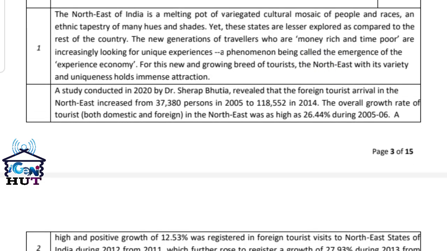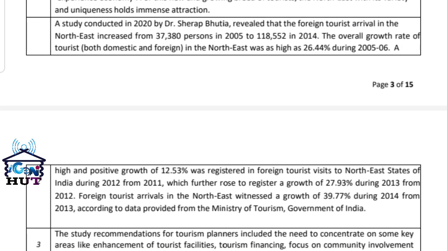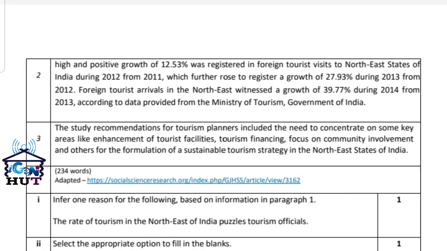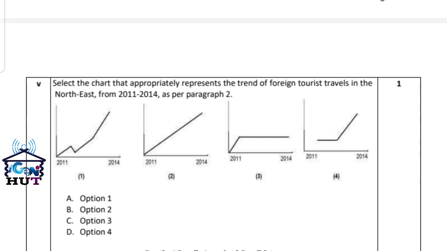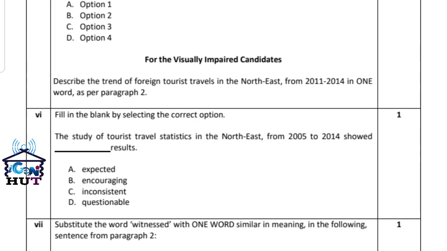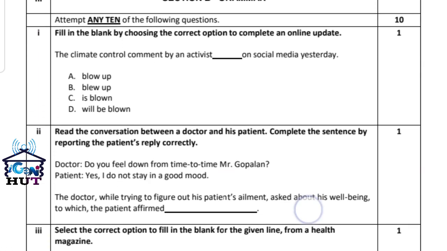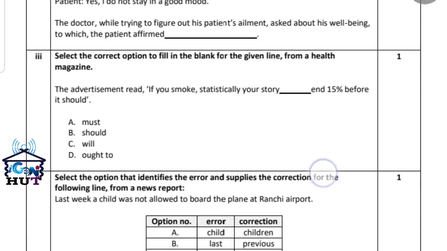The second passage, a case-based one, is pretty much the same. However, questions based on visual inputs, statistical data, or charts are basically covered in this particular passage. For visually impaired candidates, separate questions have been given. The biggest changes happened in the grammar portion.